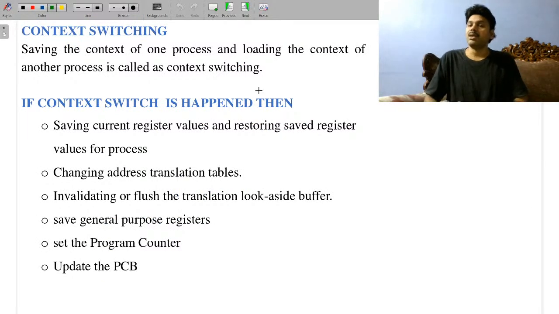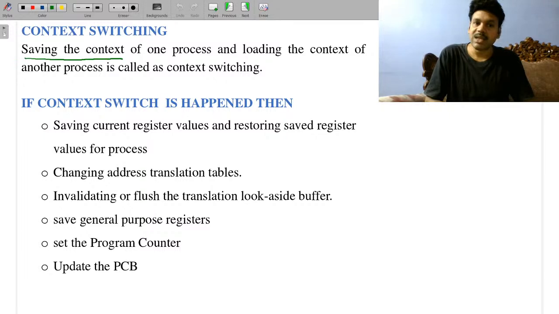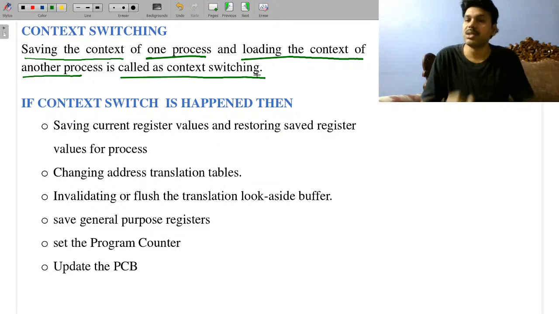So what is the meaning of context switching? Context switching is nothing but saving the context of one process and loading the context of another process. This is the meaning of context switching. If you do not save it, then your previous process is going to be terminated. That's why we do not want to terminate. We want to keep it in the buffer.